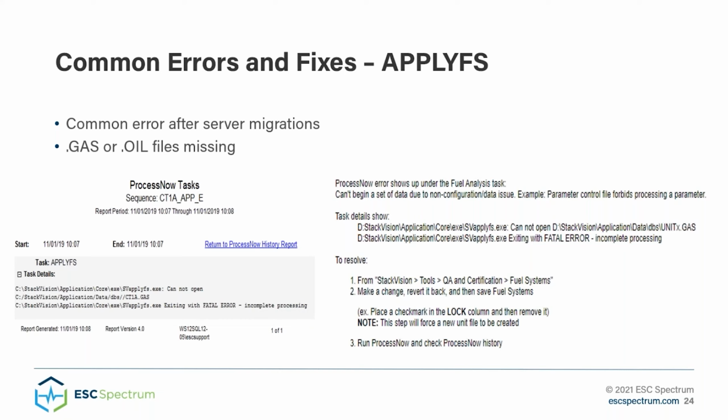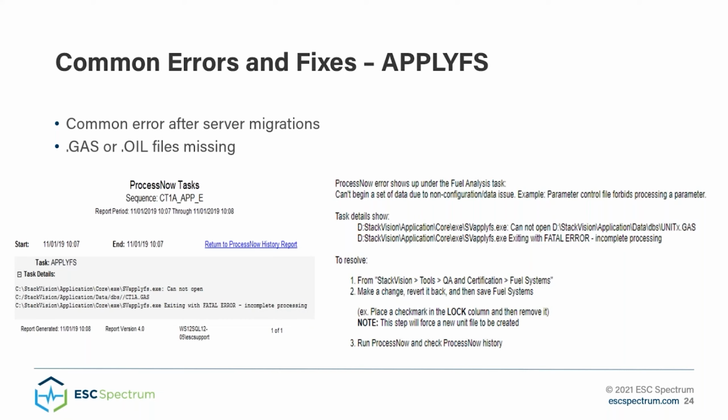So if we go into our knowledge base, we search for apply FS ProcessNow error. We'll find this is article 1171 here on the right. It says, hey, this is what we're seeing in our task, where it says task details show. This is the ProcessNow error we are seeing in the red error link button. Here's how you resolve it.